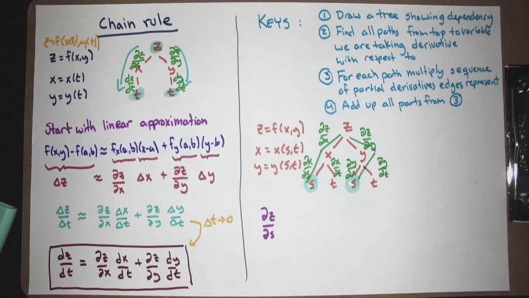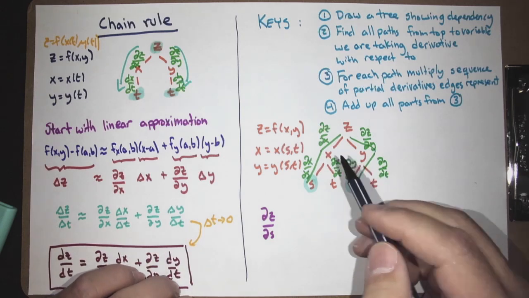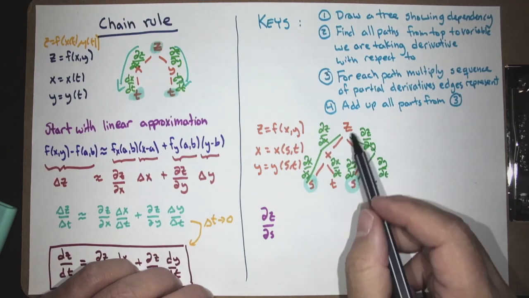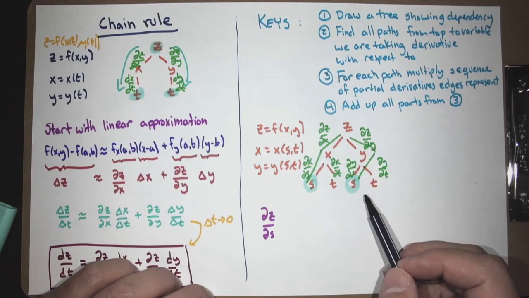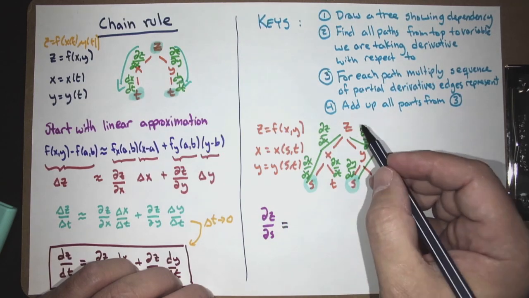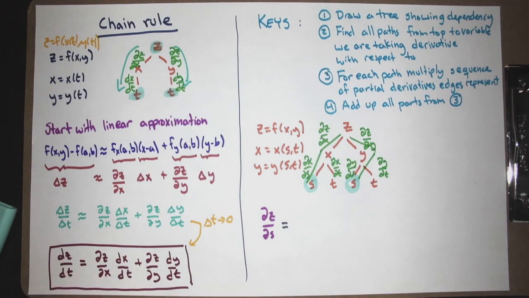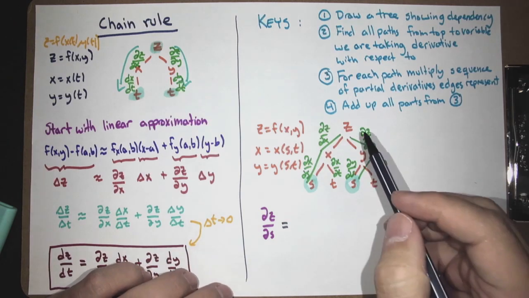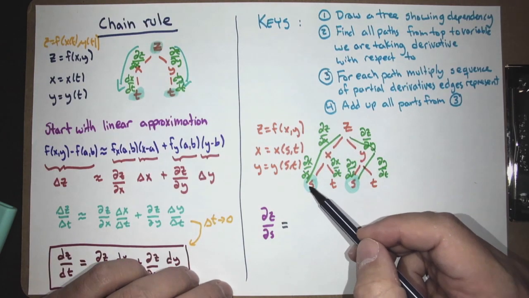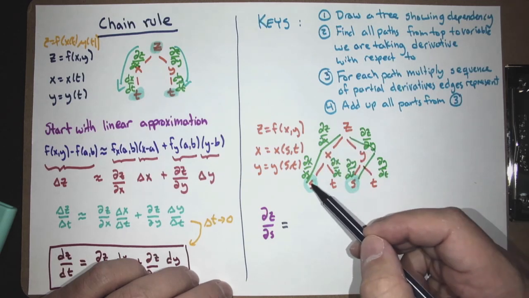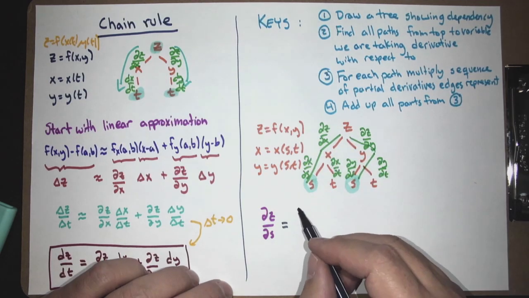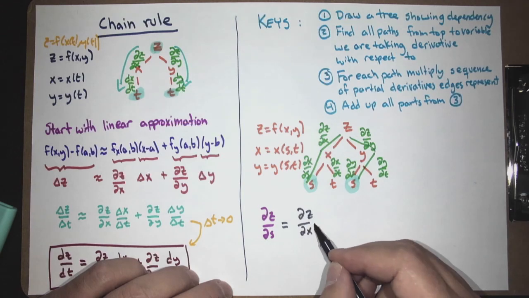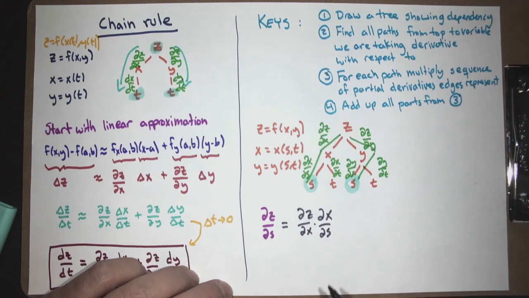So here we go. Now we have a path. And for each path, we multiply. So I can really say z depends on s in two ways. So there's two effects. So to get the partial z partial s, I have to combine the effects. So I first say, well, how does s affect z through x? So that's on this path here. So it's partial z partial x, partial x partial s. I'm following the path down to s.